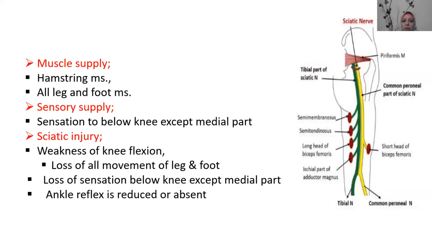Also, it supplies all leg and foot muscles and gives sensation below the knee, except the medial part, which is supplied by the saphenous nerve. So sciatic injury will lead to weakness of knee flexion, loss of all movement of the leg and foot, loss of sensation below the knee except the medial part, and the ankle reflex is reduced or absent.